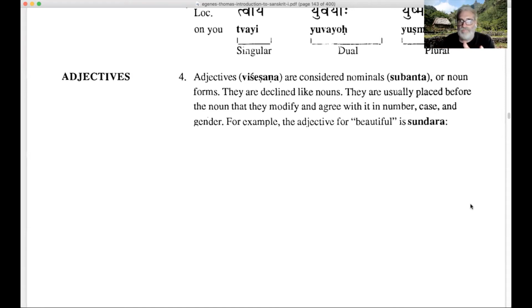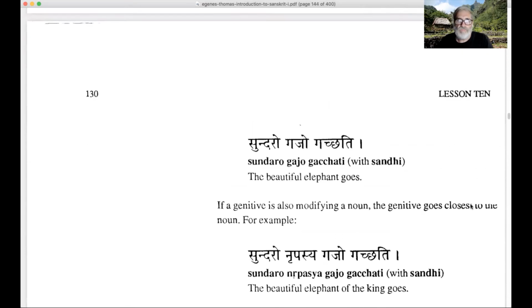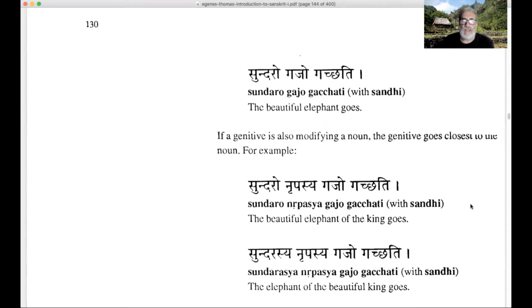For example, the adjective beautiful is sundara. Sundara means beautiful. So here's an example sentence. We have sundaro, gajo, gachati. So we know what gachati means. Immediately we go to the end of the sentence and we look at the verb. Gachati means he goes. Present tense, third person, singular of gach or gam, to go. Right. So what is the subject of the sentence? It's this he goes, or he, she, or it goes, right?